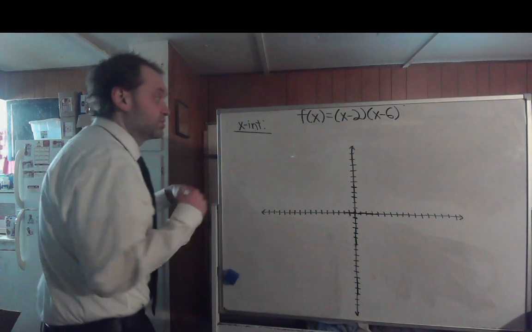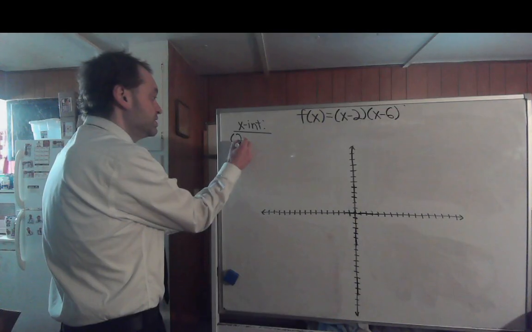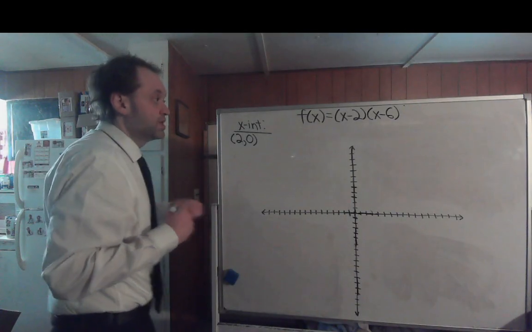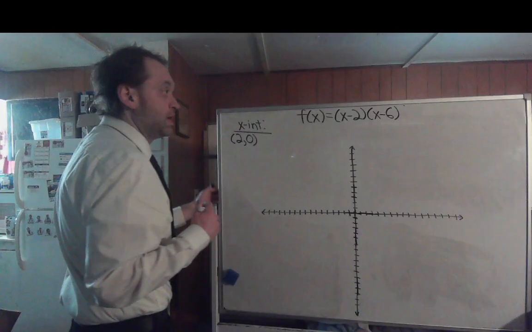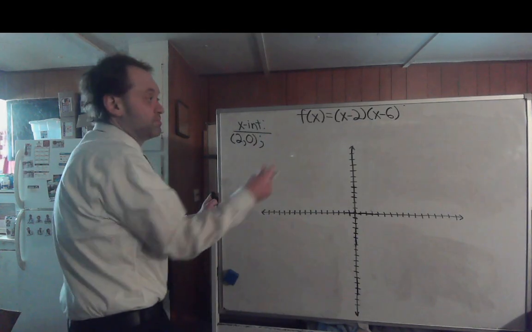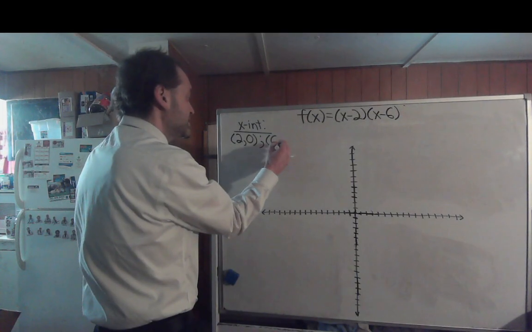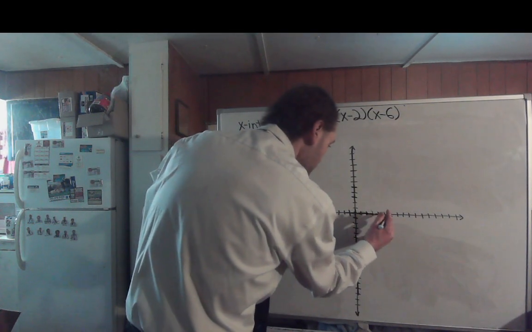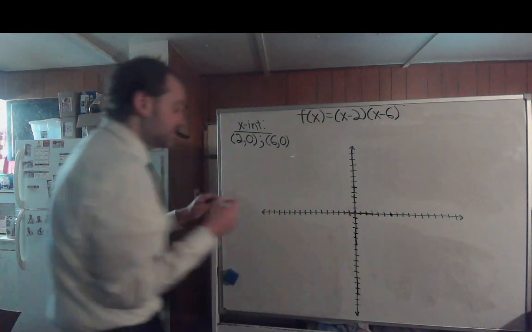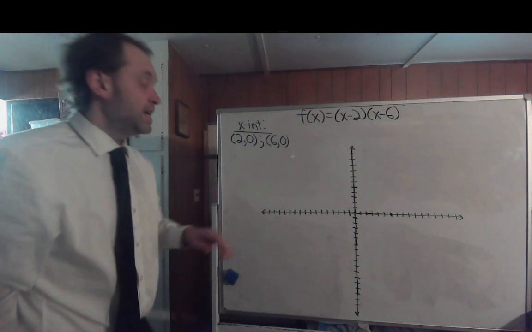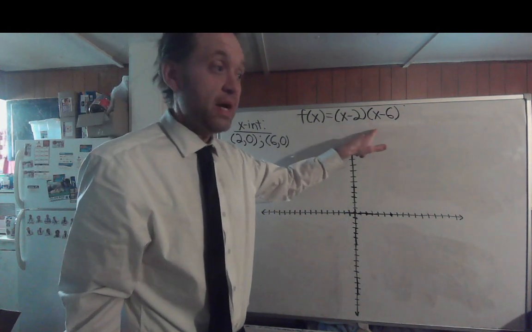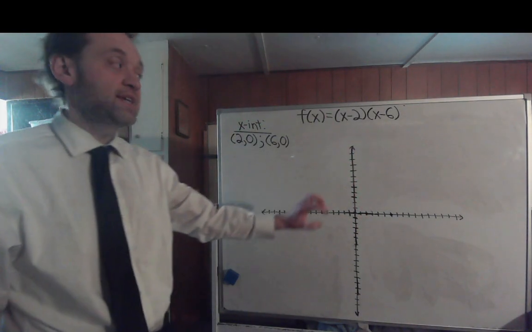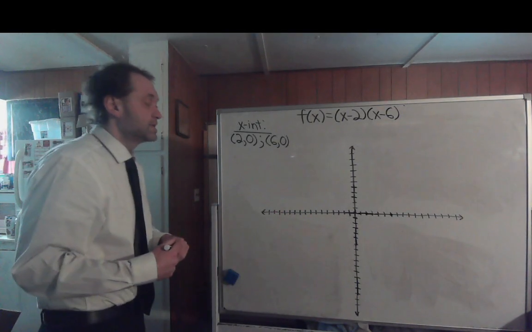X minus 2 equals 0, well, that would just give you 2, 0, because x-intercept is when y equals 0. Then that x minus 6, set that equal to 0, you would get 6, 0. So your x-intercepts can be found at 2, 0 and at 6, 0. So there's your x-intercepts. Now notice, each of these factors is raised to the first power. It's an odd power, so the graph is going to cross through the x-axis at those points.